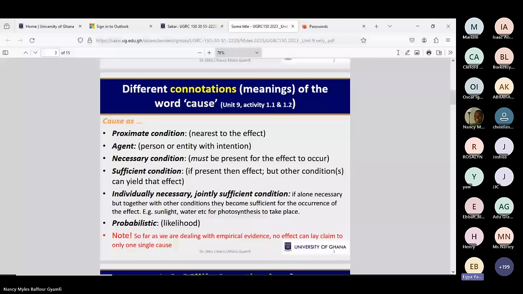Please read this also. Different connotations, meanings of the word cause. Proximate condition, nearest to the effect. Agent, person or entity with intention. Necessary condition, must be present for the effect to occur. Sufficient condition, if present, then effect, but other conditions can yield that effect. Individually necessary, jointly sufficient condition. Alone necessary, but together with other conditions, they become sufficient for the occurrence of the effect. Example, sunlight, water, etc., for photosynthesis to take place. Probabilistic, that's likelihood. Note, so far as we are dealing with empirical evidence, no effect can lay claim to only one single cause.